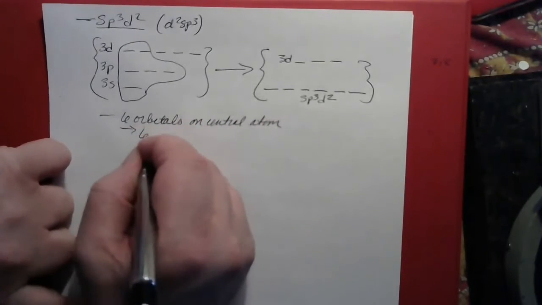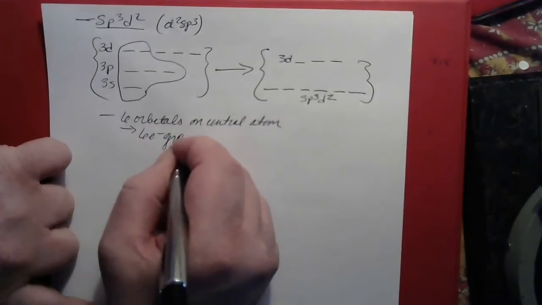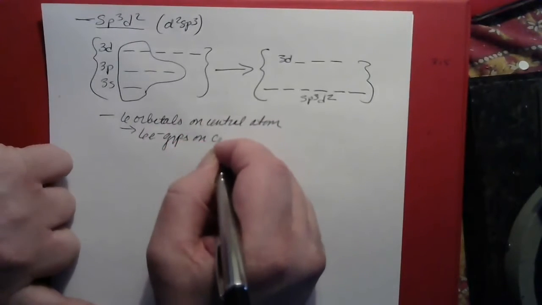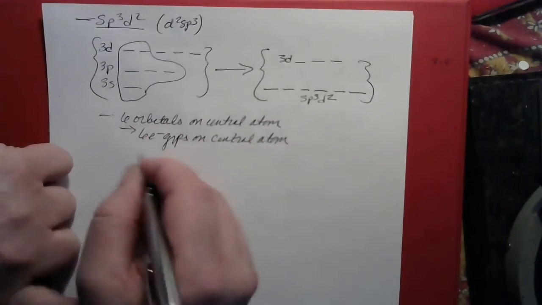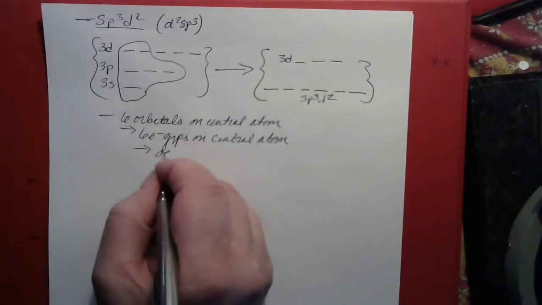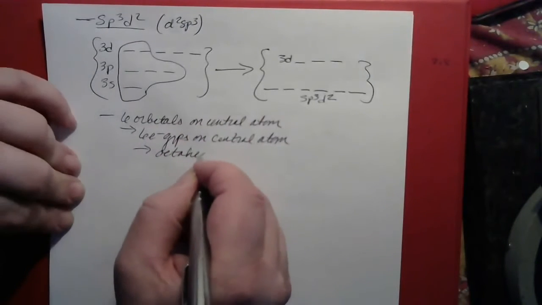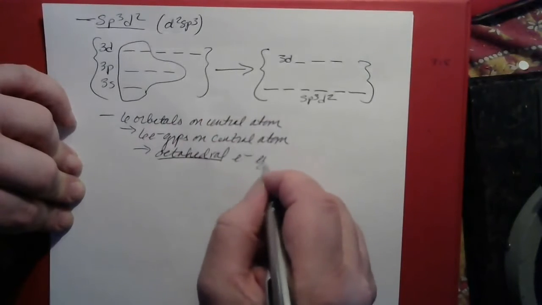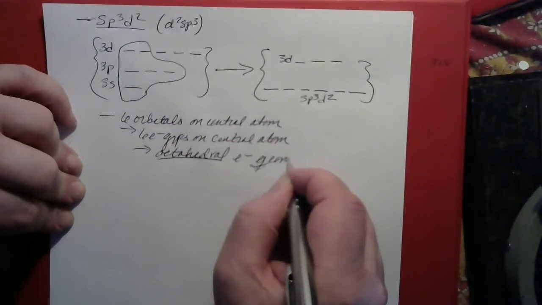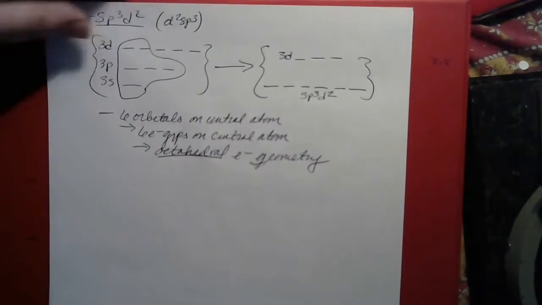That means there are 6 electron groups on the central atom. And that means the electron geometry is octahedral. Okay, so the octahedral electron geometry.